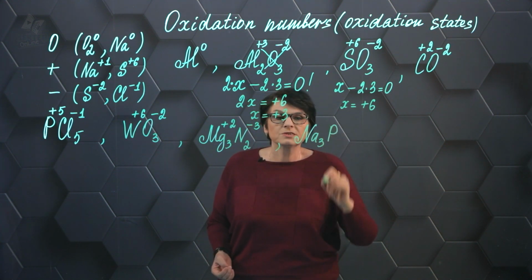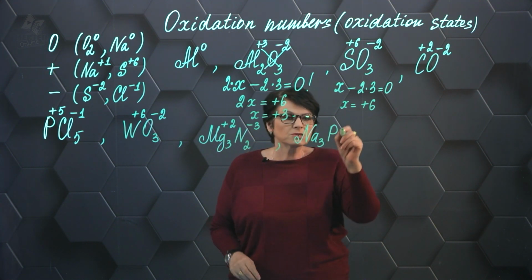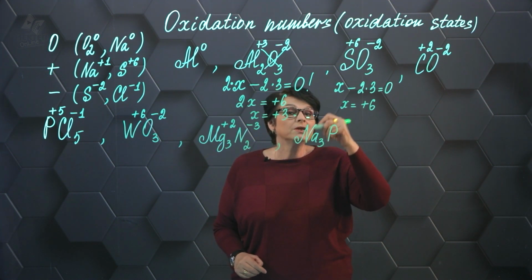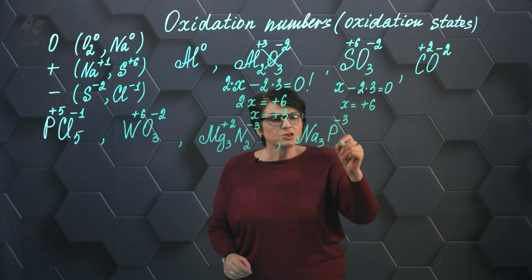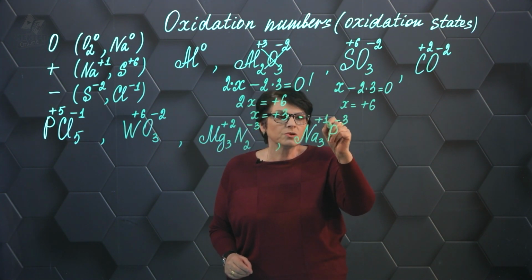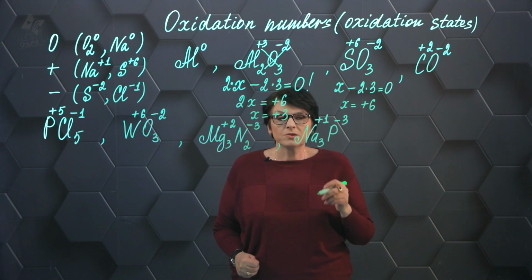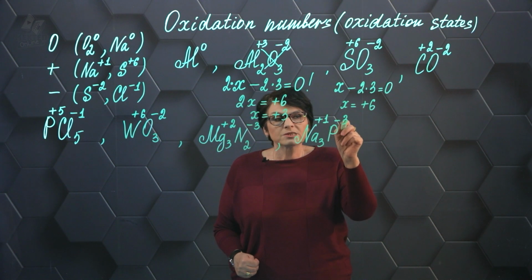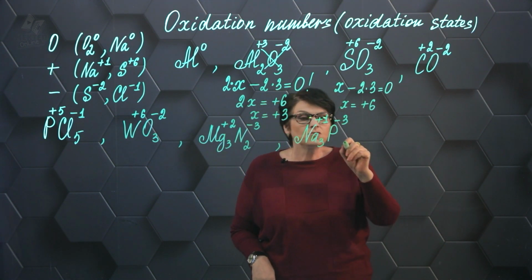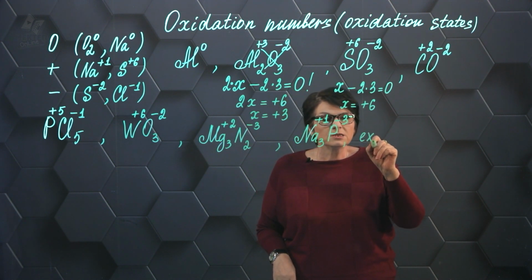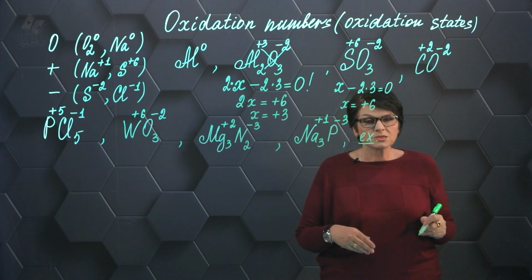Na3P, sodium phosphide. Phosphorus is just like nitrogen, it's in group 15, so -3. And again, through the rule of the cross, sodium will be +1. Here I would like to draw your attention to the fact that an element with a negative charge is usually located at the end.